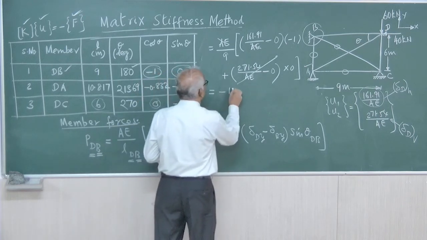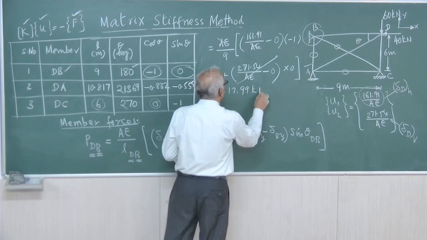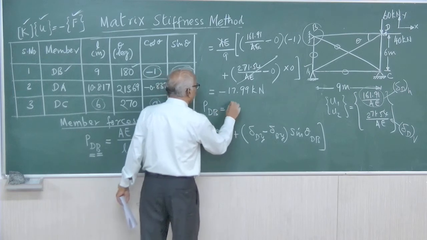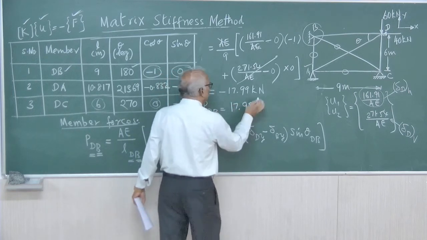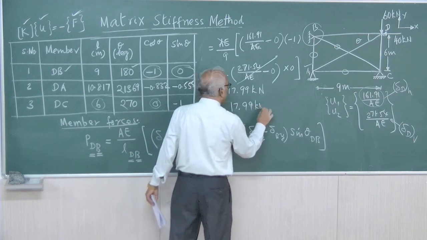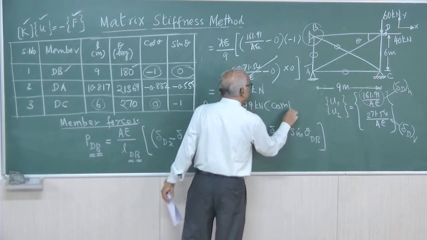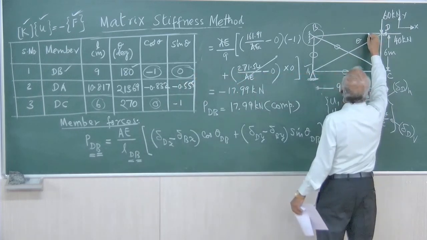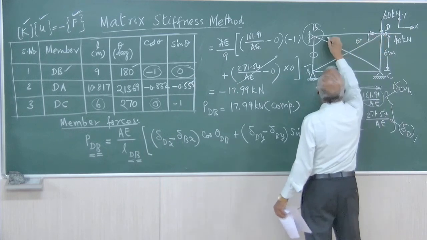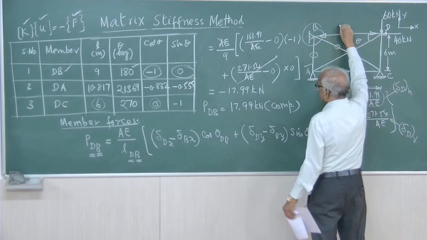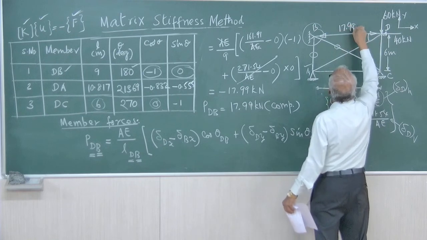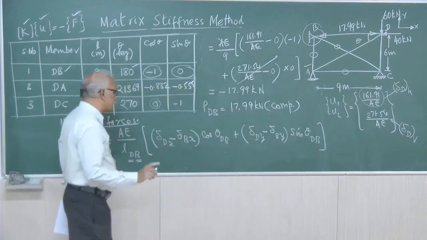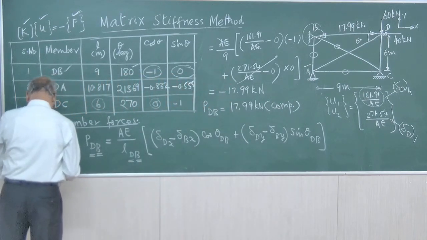Minus 17.99 kilonewton, so the force in the member dB equal to 17.99 kilonewton compression. So this member will be under compression. Mark the arrows towards the joint. So this is compression, 17.99 kilonewton, that is dB. Similarly, I will not do the calculation, I will just explain.